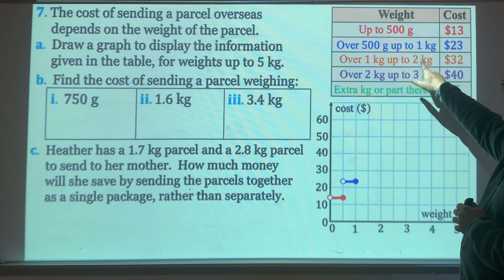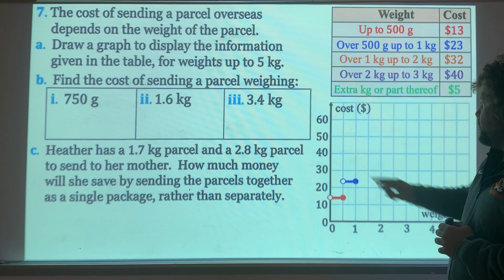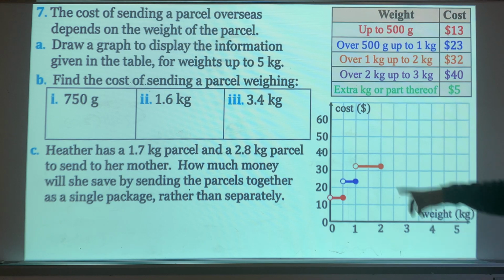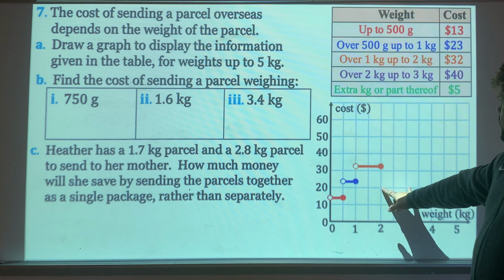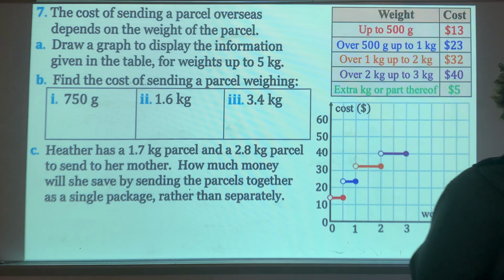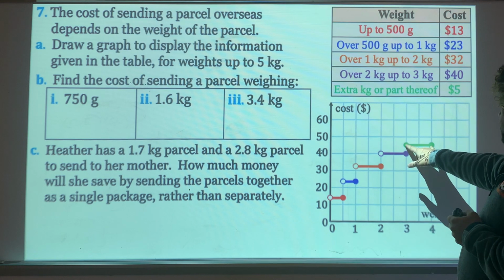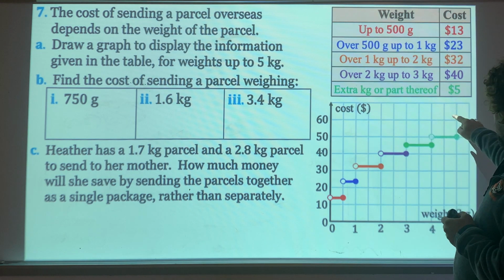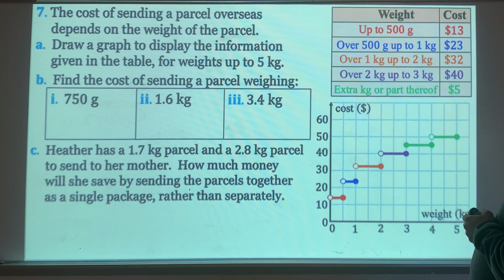Over 1 kilogram and up to 2 kilograms is 32. So now we're going to go from 1 to 2. 32. But not included because it says over. Over 2 and up to 3 is 40. Now, this one may confuse you. An extra kilogram or part thereof is $5. So what that means is, every kilogram afterwards, you add an extra 5. So from 3 to 4, you pay 5. That should be an open circle. 5, 5, and 5. All right?